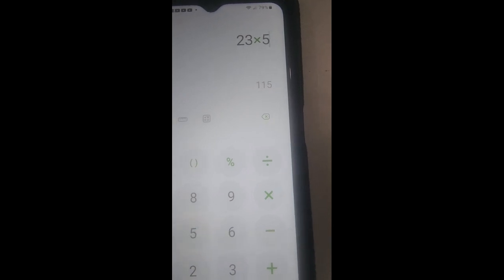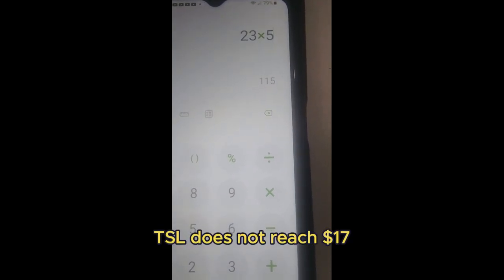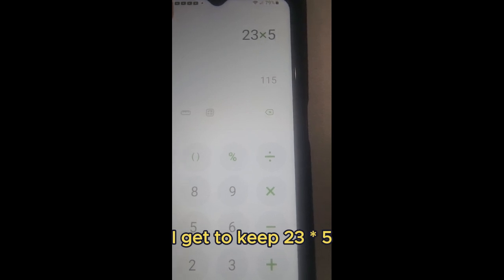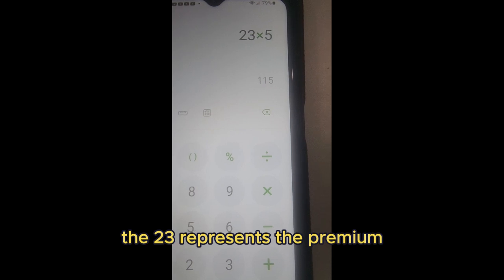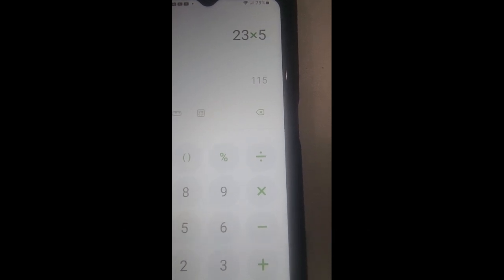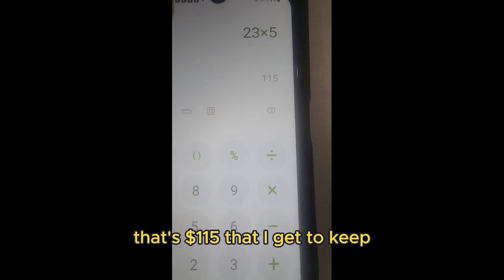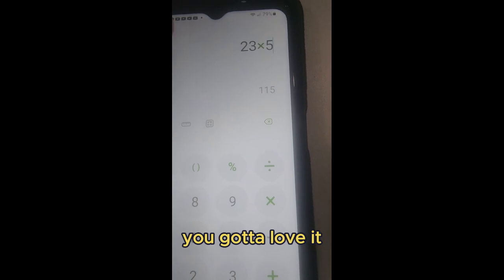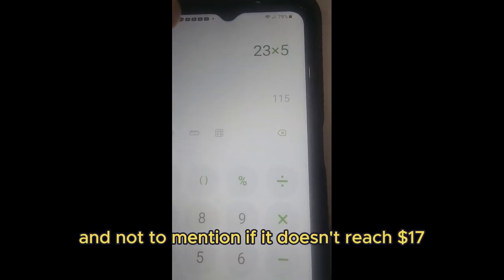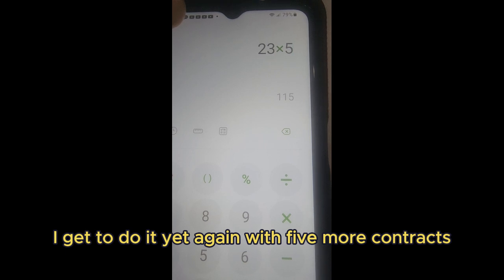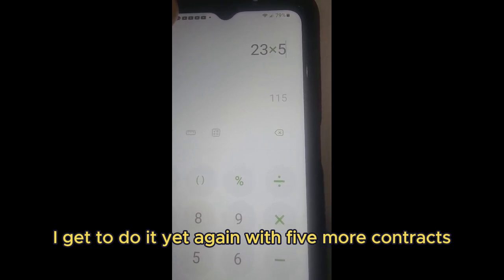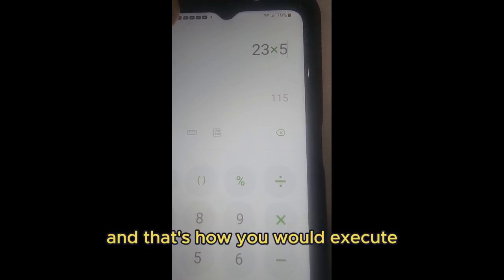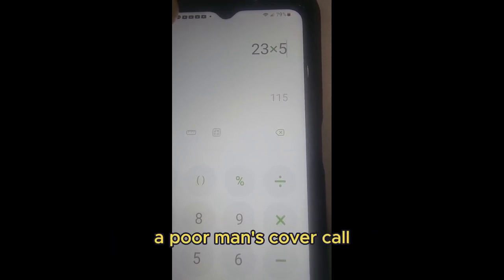Worst case scenario, TSLL does not reach $17. I get to keep 23 times 5. The 23 represents the premium, the 5 represents the contracts. That's $115 that I get to keep just for pressing a few buttons. You gotta love it. And not to mention, if it doesn't reach $17, I get to do it yet again with 5 more contracts and whatever week I feel like. And that's how you would execute a poor man's covered call.